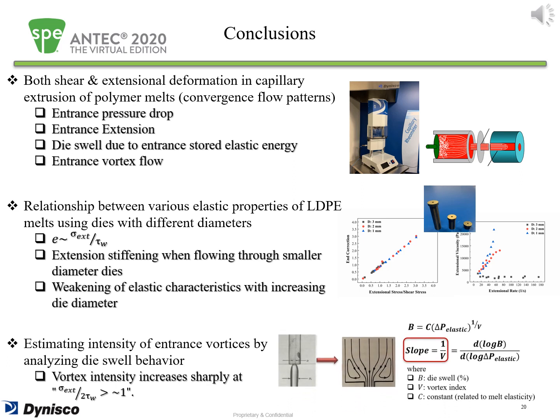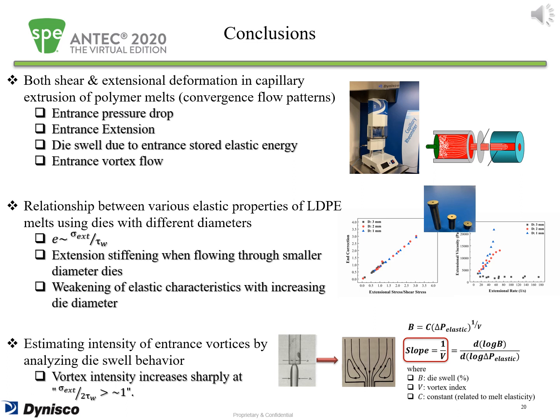So, in conclusion, we talked about the convergence flow pattern of polymer melts, meaning that polymer melts face both shear and extensional deformation during the capillary extrusion process. We also talked about various elastic effects on the polymer melt flow, namely entrance pressure drop, entrance extension, die swell due to entrance stored elastic energy, and entrance vortex flow. In this work, we investigated the relationship between elastic properties of LDPE melts using dies with various diameters.